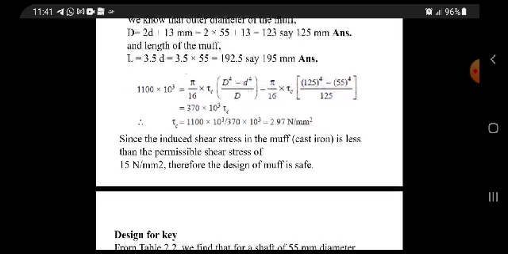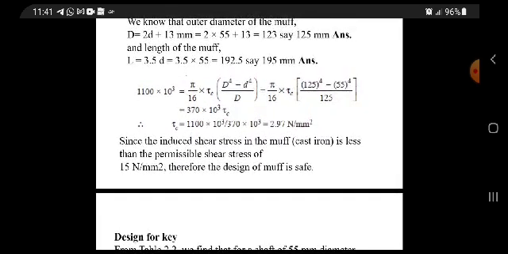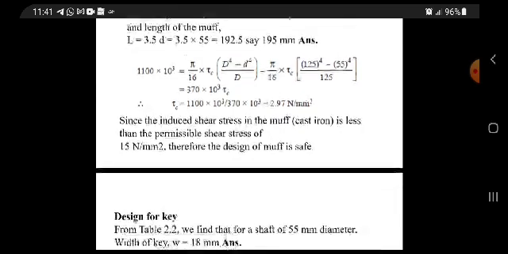Then we apply the torque formula for a hollow shaft. Applying the values, 1100 into 10 power 3 equals pi by 16 into tau into capital D to the power 4 minus small d to the power 4 divided by capital D. We got the shear stress tau equal to 2.97 Newton per millimeter square. Since the induced shear stress of the muff, which is cast iron, is less than the permissible shear stress, that is 15 Newton per millimeter square, the design of the muff is safe.